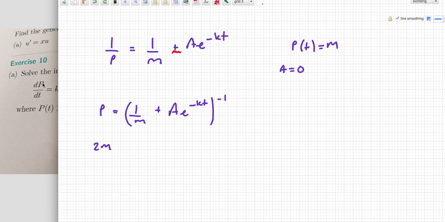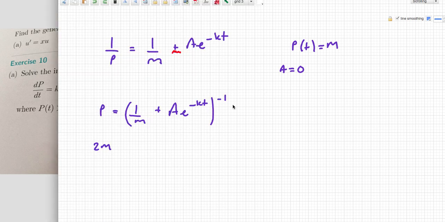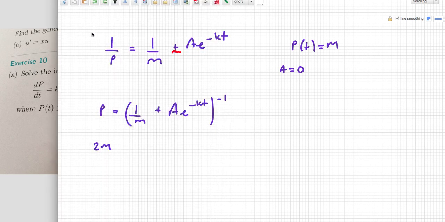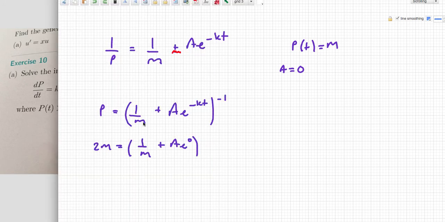We're given that p of 0 is 2m, so this is the next thing. This is the general solution of the differential equation. Now we're going to find the particular solution by putting in a value from which we'll be able to figure out what a is equal to. So 2m is equal to 1 over m plus a e to the minus k times 0, because t is 0 in this particular solution, all to the power minus 1.